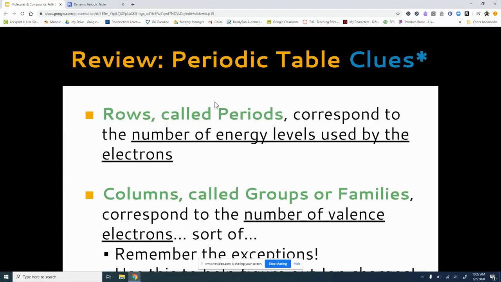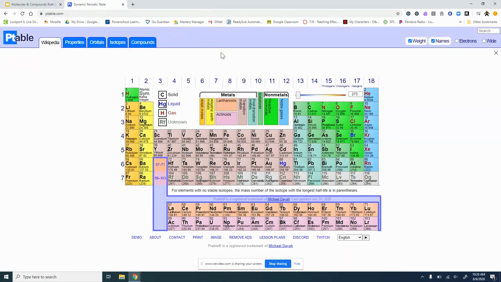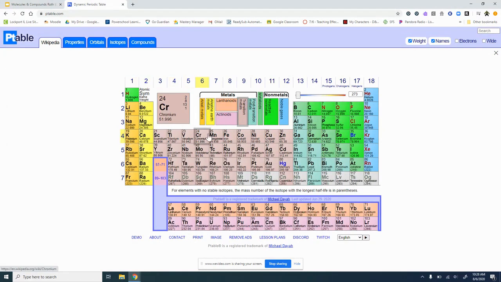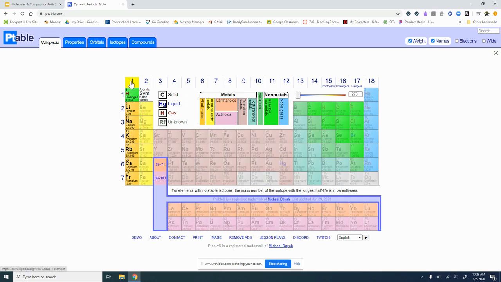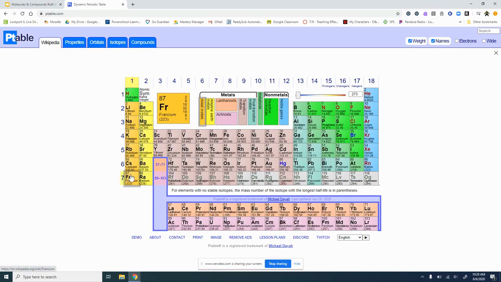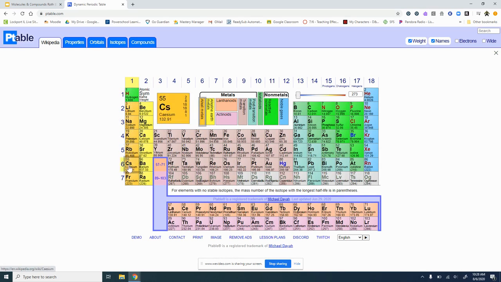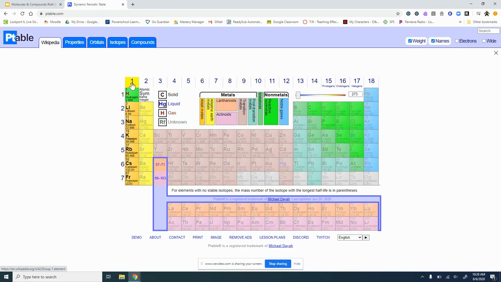So real quick, we're going to switch to this periodic table. Where it says 4 right here, this is a period or a row. So every element in this row is part of the 4th period. Now, columns, again, are up and down. So this is a column. Every element in this column is part of that family or group.